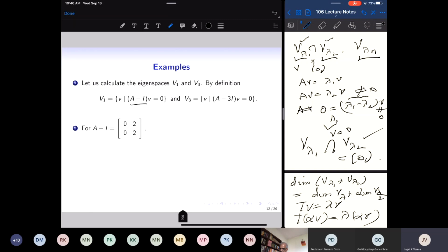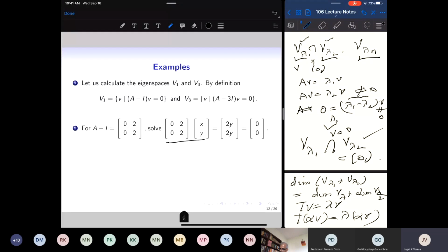(A minus I) times v equal to 0. Find all v so that (A minus I)v equals 0. A minus I is this matrix. This matrix has rank 1 because there is only one non-zero column vector. So this is rank 1, and the null space is one dimensional. V1 is the null space of A minus I, so this is one dimensional. And V3 is also going to be one dimensional because there is nothing common between V1 and V3 except the zero vector.